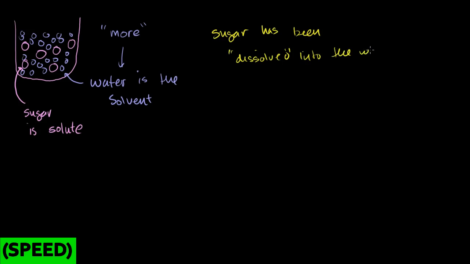And this whole thing right here, the combination of the water and the sugar molecules, we call a solution. We call this whole thing a solution. And a solution has a solvent and a solute. The solvent is water. That's the thing doing the dissolving. And the thing that is dissolved is the sugar. That's the solute.